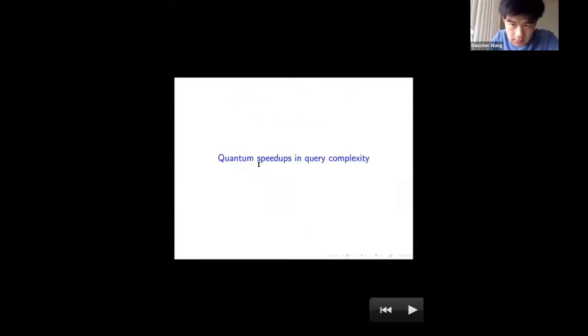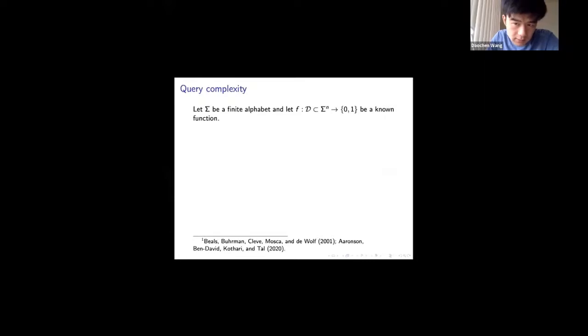So our work is concerned with quantum speedups in the query model. Let Σ be a finite alphabet and f be a known Boolean function on domain D, which is a subset of Σ^n. The question we ask is how many positions of the input x do we need to query to compute f(x) with high probability in the worst case?